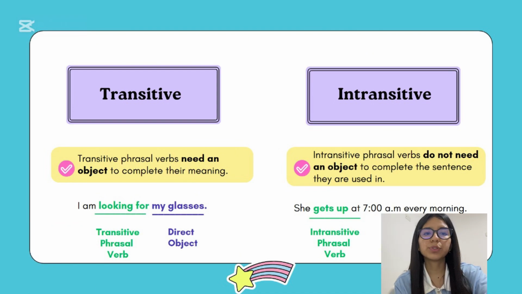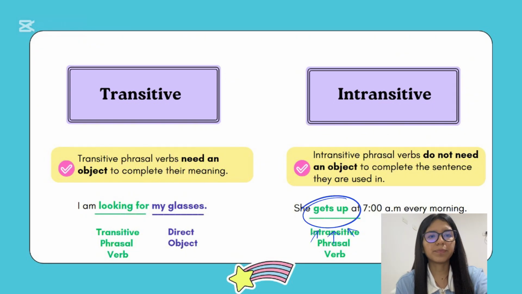You are looking for my glasses. Intransitive phrasal verbs do not need an object to complete the sentence they are used in. Let's see this example. She gets up at 7 a.m. every morning. Gets up is the intransitive phrasal verb. You don't get up something, you just get up.